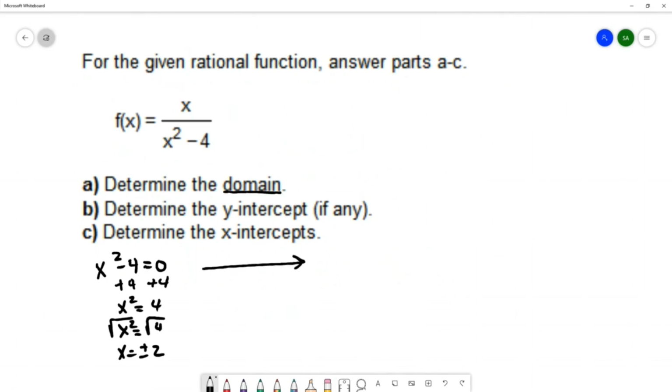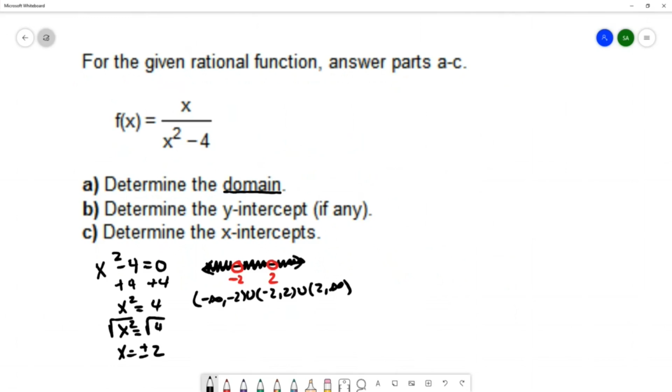So if we think of that on the number line, we're saying that -2 and +2 are not part of the domain, and every other real number is a part of the domain. So we can write that domain in interval notation, -infinity to -2, union with -2 to 2, union with 2 to infinity. So that gives us our domain.